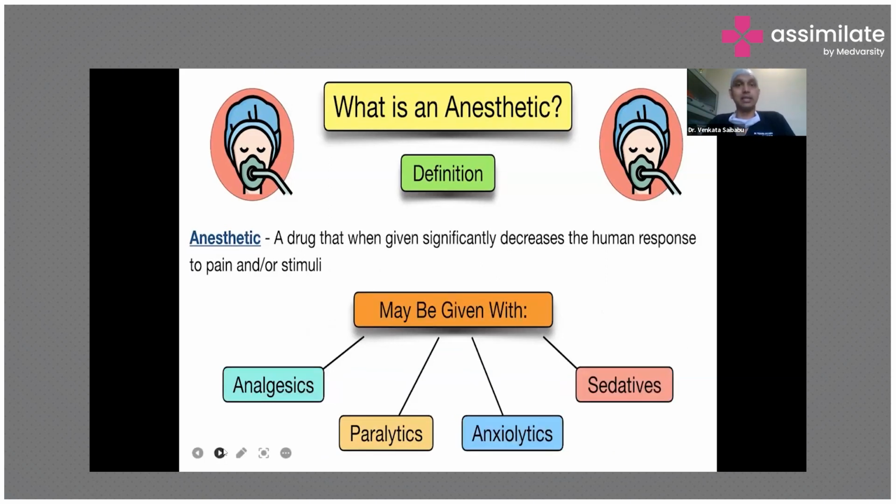So what is an anesthetic? What is the difference between anesthesia and anesthetic? An anesthetic is a drug that, when given, significantly decreases the human response to pain or stimuli. What are the various anesthetic drugs? There are analgesics, like opioids and non-opioids; paralytic agents like neuromuscular blocking agents, which we use during general anesthesia; anxiolytics like benzodiazepines such as midazolam; and sedatives, again opioids and other anesthetic drugs.